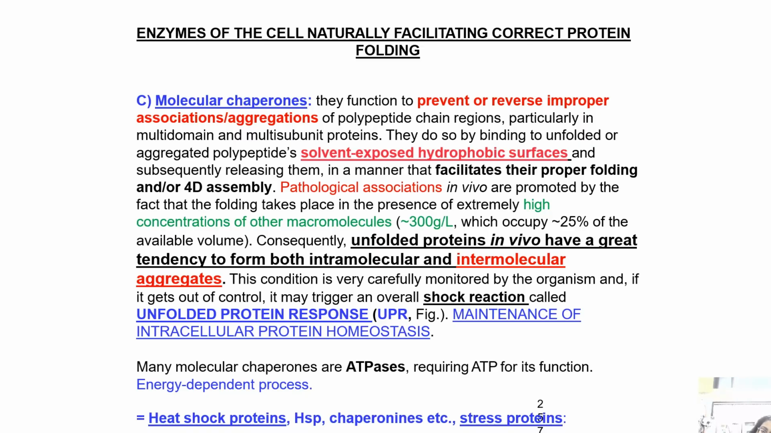So, pathological associations in vivo are promoted by the fact that folding takes place in the presence of extremely high concentrations of other macromolecules. Consequently, unfolded proteins in vivo have a great tendency to form both intramolecular and intermolecular aggregates. This condition is very carefully monitored by the organism, and if it gets out of control, it may trigger an overall shock reaction called the unfolded protein response, or UPR.